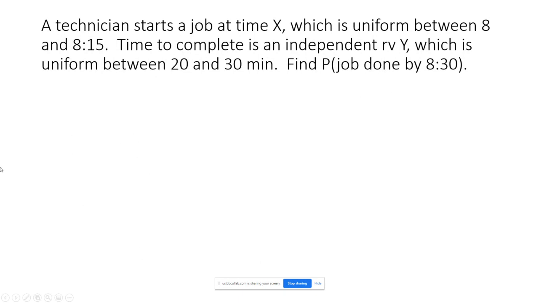So now let's try an example where we use the idea of independence. So suppose a technician starts a job at time x, which is uniform between 8 and 8:15. And their time to complete the job is an independent random variable y, so it doesn't depend on what time they start, which is uniform between 20 and 30 minutes. And we want to find the probability that the job is done by 8:30. So take a moment to think about how you would approach this problem.